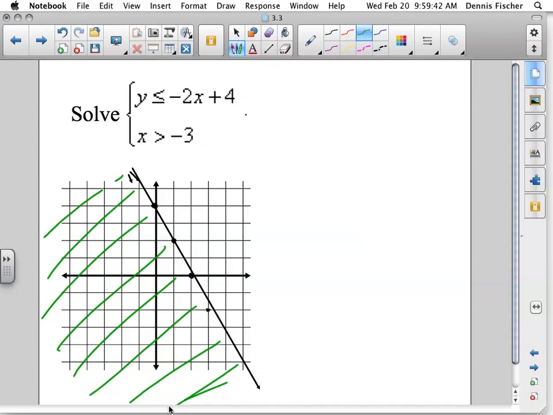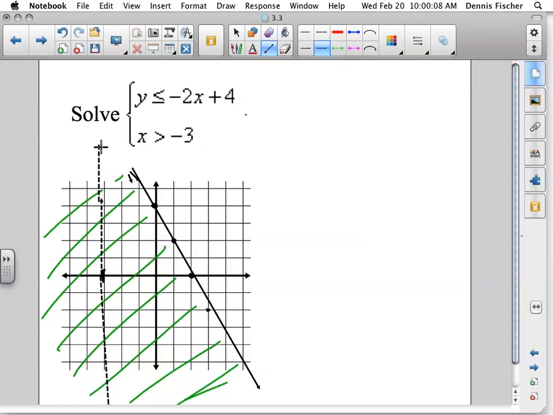So what I'm going to do is go over to a negative 3 here. Here I got 1, 2, 3, and I'm going to draw a dotted line all the way up and down at a negative 3. Actually, go a little bit further here. There we go. Dotted line, straight up and down. That's what x is. Now it's dotted because it's greater than, no equal sign there.